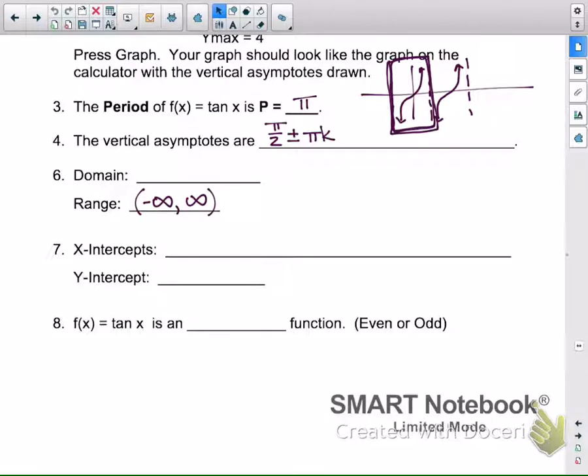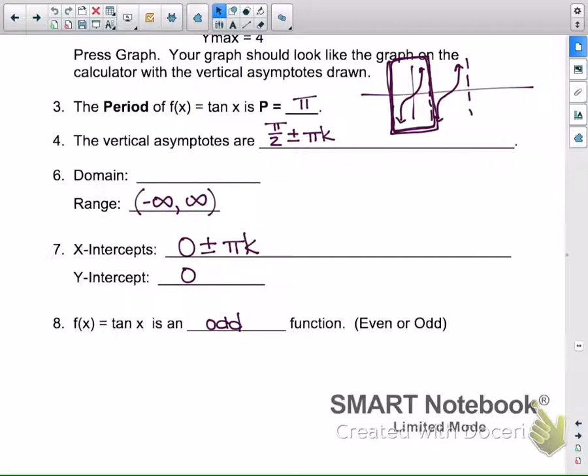X-intercepts, where's one place that this crosses the x-axis? At 0, and then every how often after that? Pi k. Where does it cross the y-axis? 0. And would this be considered even or odd based off of its picture? Odd. Because again, directly to the right of the y-axis, we have a positive section. Directly to the left, we have a negative. So that reflection is an odd.